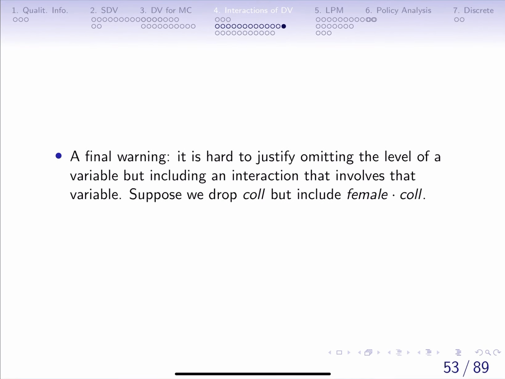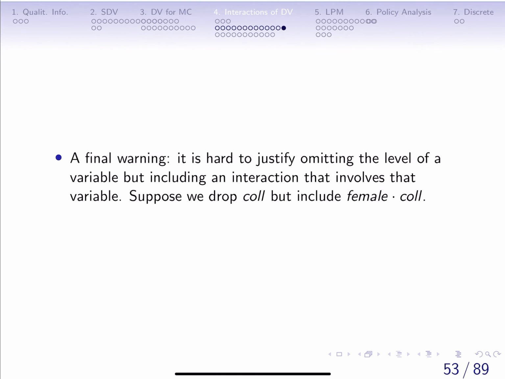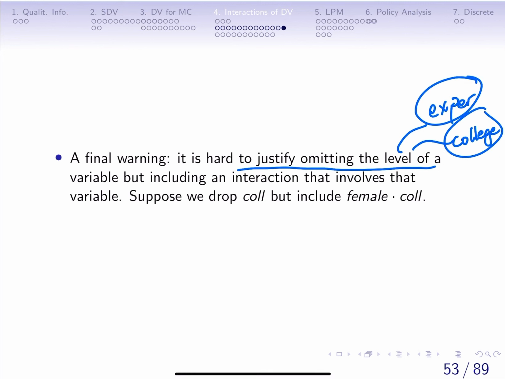Okay. But remember that it is usually hard to justify omitting the level of a variable. When we say level, we're basically saying we are including experience or amount of education, like years in college or something like that. If we are omitting these types of variables, it's typically hard to justify an interaction term containing those variables. So typically you would have a regression in which you introduce experience in levels, and then you have some sort of interaction term.